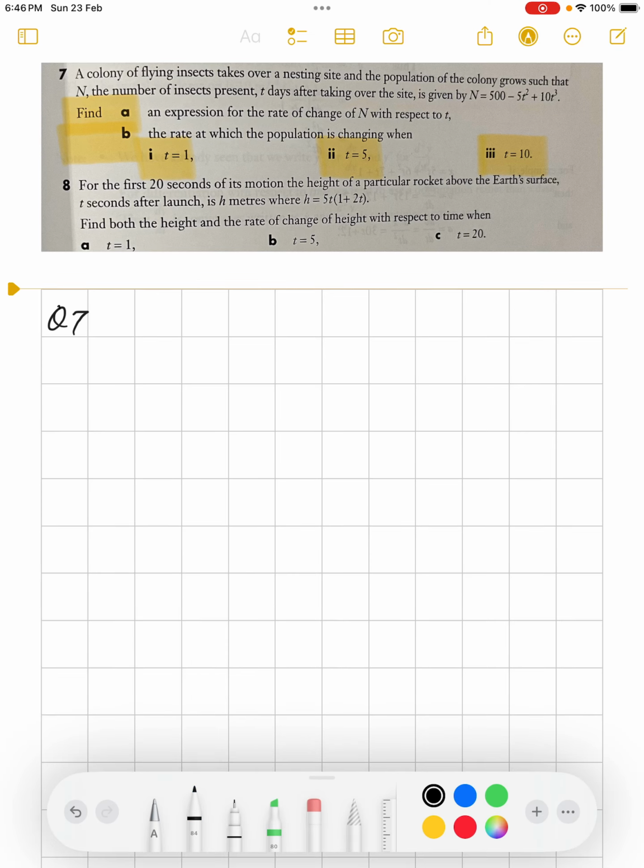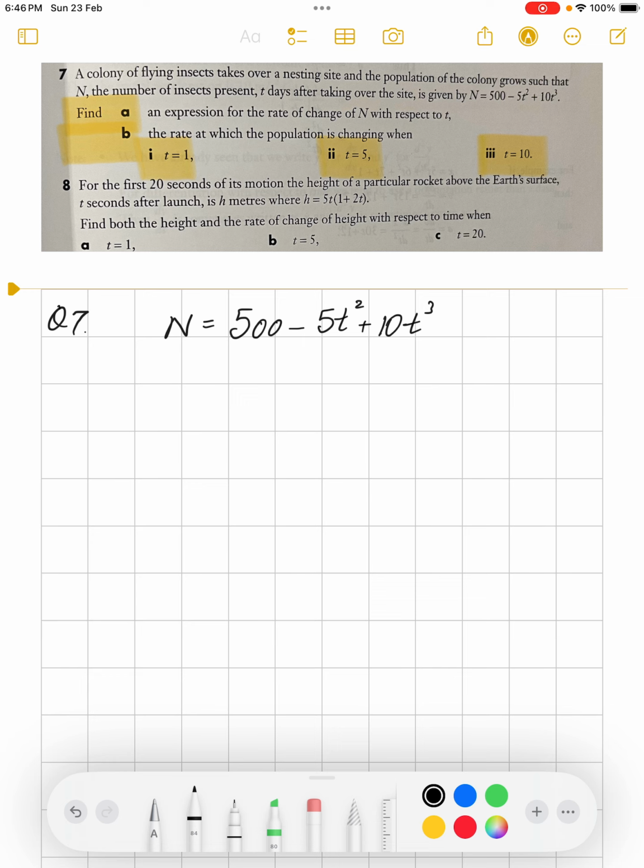I'm going to be looking at question 7. A colony of flying insects takes over a nesting site and the population of the colony grows such that n, the number of insects present, t days after taking over the site is given by n equals 500 minus 5t squared plus 10t cubed.